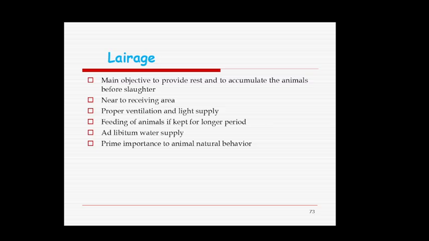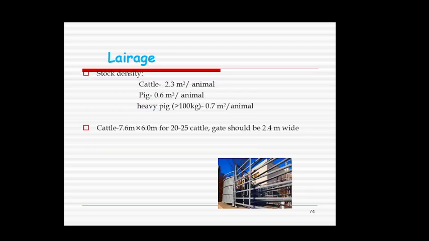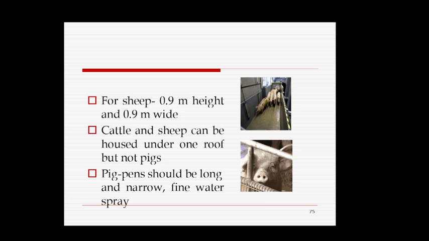Lairage provides rest to accumulate the animals before slaughter. It is near the receiving area. You should have good ventilation, good light, and water to drink. So here we have the sheep. Lairage should be 0.9 meter high and 0.9 meter wide. One must be careful that pigs cannot be housed under one roof, otherwise they will end up fighting with each other.